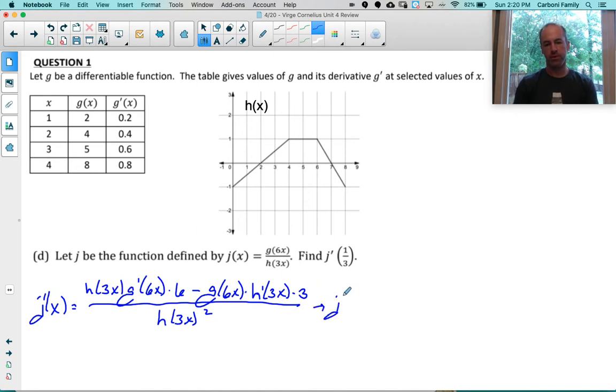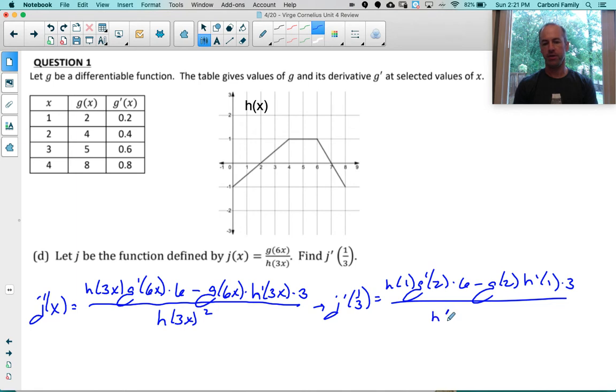So j prime of 1/3 is going to be h of 1 times g prime of 2 times 6 minus g of 2 times h prime of 1 times 3, all over h of 1 squared. And I think I did all that right. Yes, I did. And now we have to pull these values either from the table or from the graph.